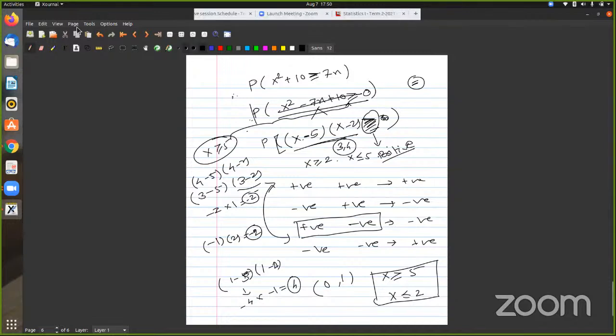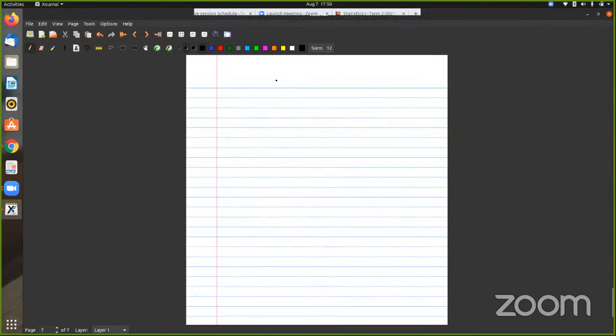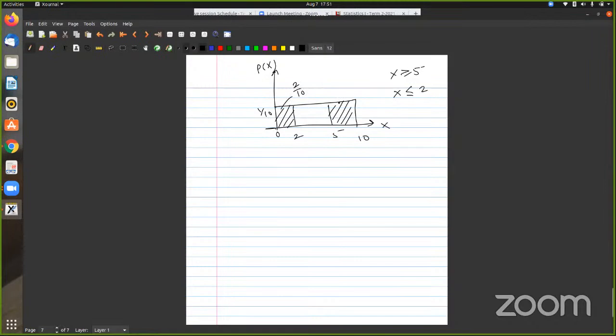So what does this mean? In graphical terms, it should be like this, right? Our condition gets satisfied when x is taking values more than 5 and when x is taking values less than 2. So more than 5 means this region and less than 2 means this region, correct? And in this region, since it is a uniform distribution, it is taking the same value everywhere. So it's 2 by 10 here and it's 5 by 10 here, or you can say 0.2 and 0.5.